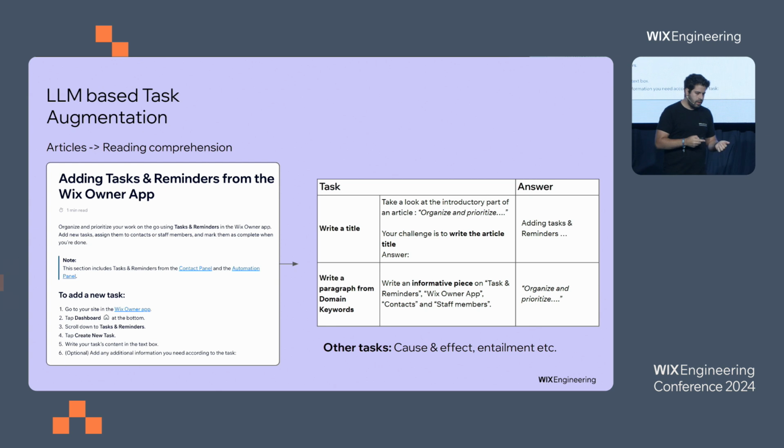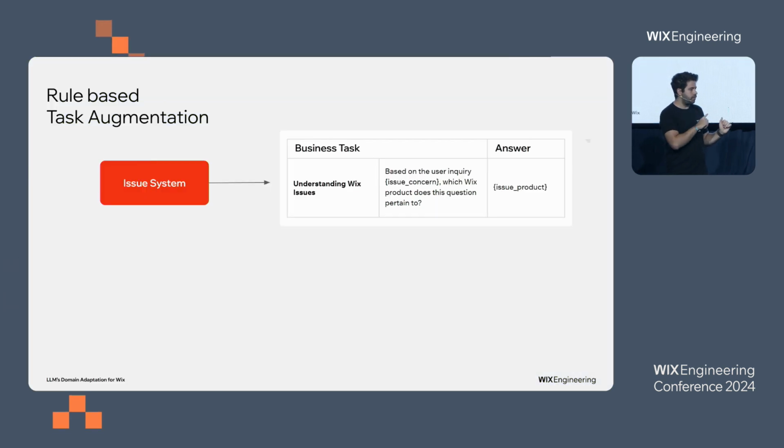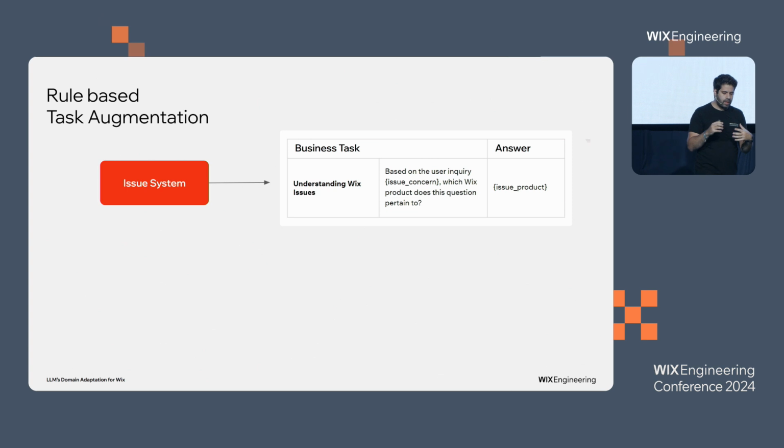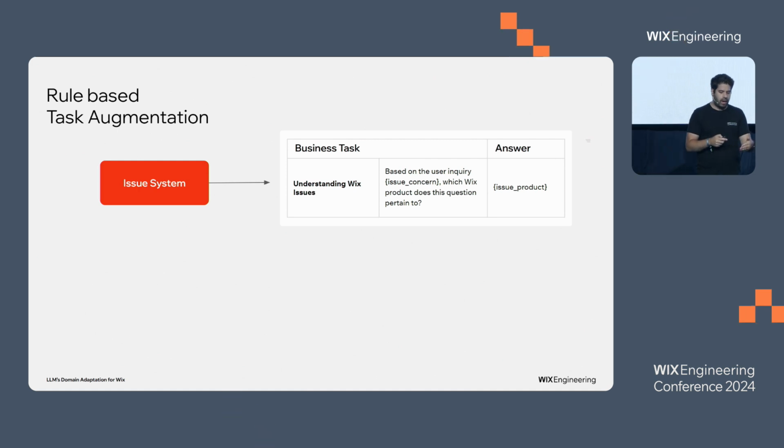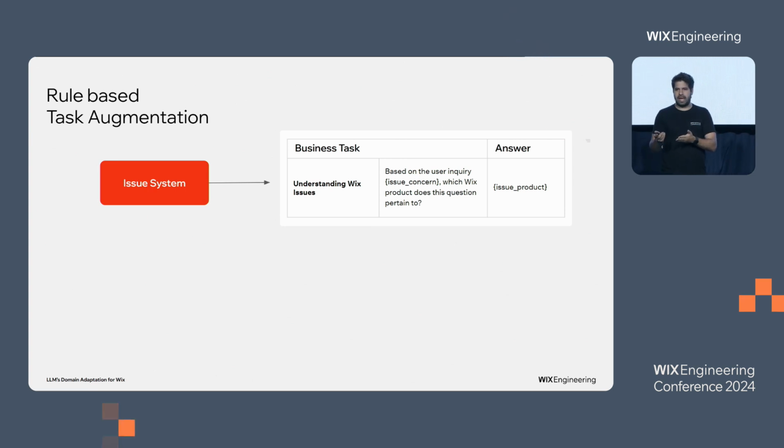Another very cool process is the internal issue system that we have, which maps between an issue concern and the product features and many other different elements that we have. So we can also extract a business task: given the user inquiry X, which product it's related to, and we have the answer itself.